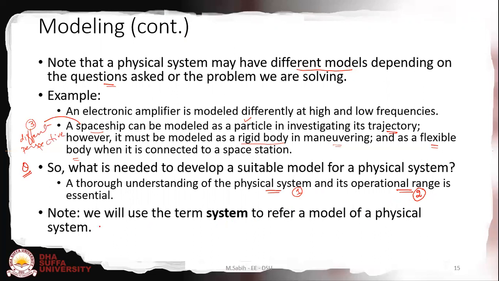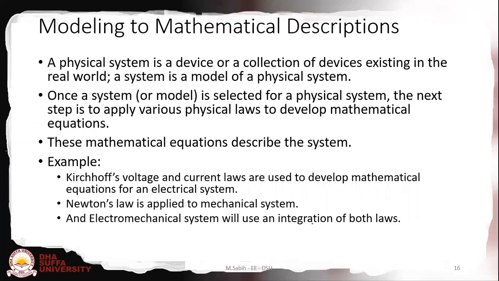Here is a note again that we will use the term system to refer to a model as well, for the physical system. System means we are referring to the mathematical model of the system that we are talking about. We are done with the modeling, and now we are moving to develop some equations. This is how we are highlighting it here, as a mathematical description.